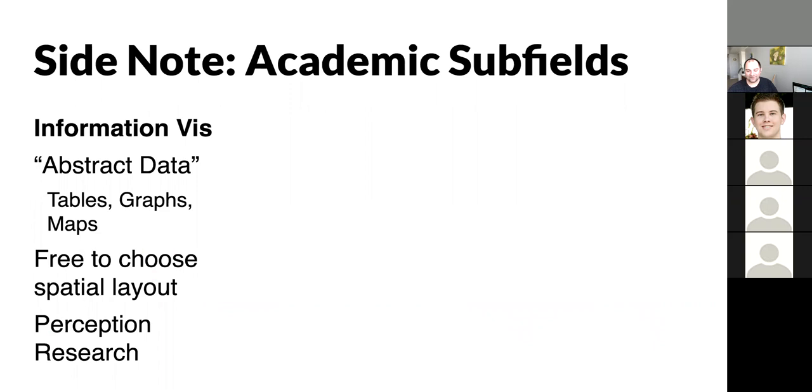Here, just a quick side note, because I've just used these terms, information visualization, scientific visualization. Historically, the field of visualization has been divided into three subfields. Information visualization, which is all about abstract data, tables, graphs, and maps. It's kind of a creative discipline because you're free to choose your spatial layout and your encoding. Perception matters too. Perception research traditionally also falls into that bin.